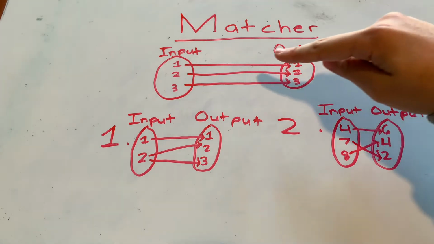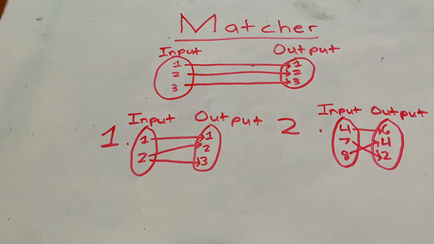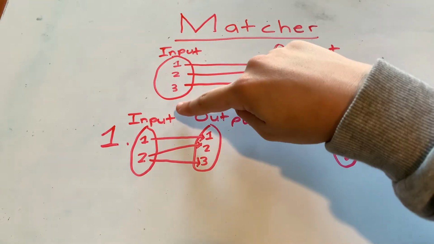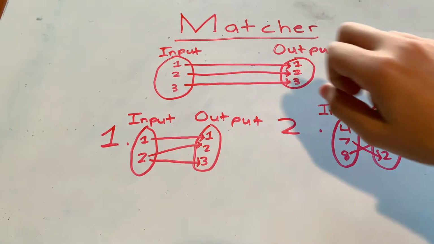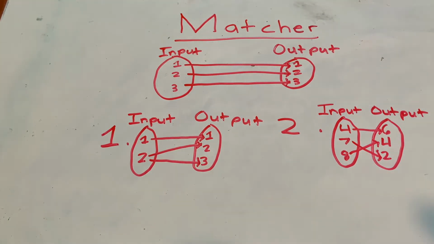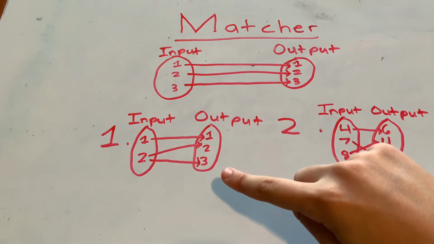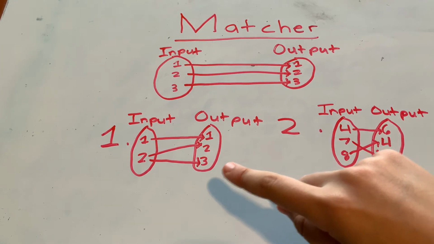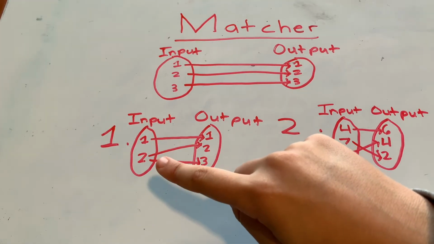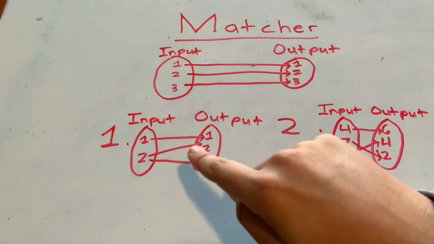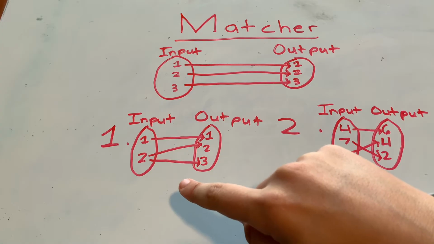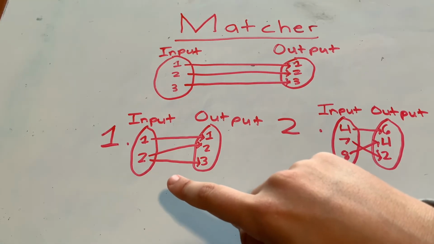Let's take the example up here. Do we see any of the inputs repeated or having two arrows out of them? As we see, no. So this is a function, the first one. Let's go to number 1 right here. Now, are any of the input values repeated? No. But we do see two arrows coming out of the 2. So that would mean that this is not a function.